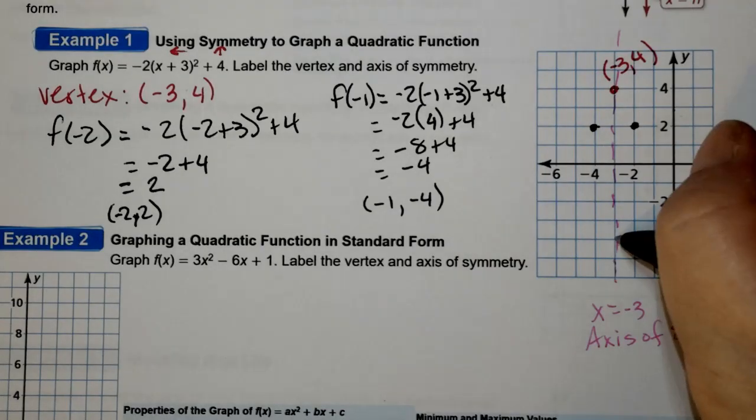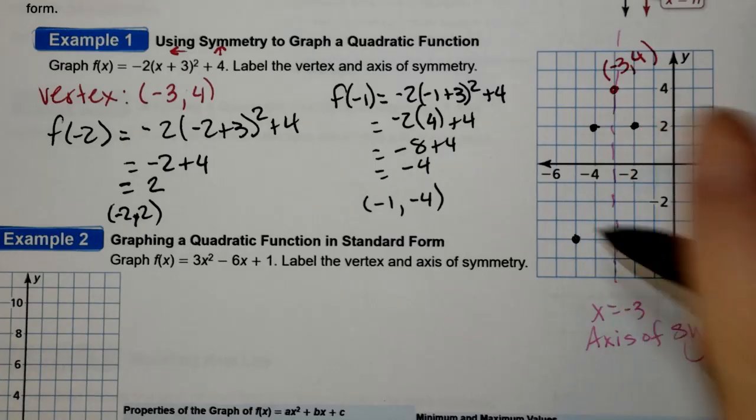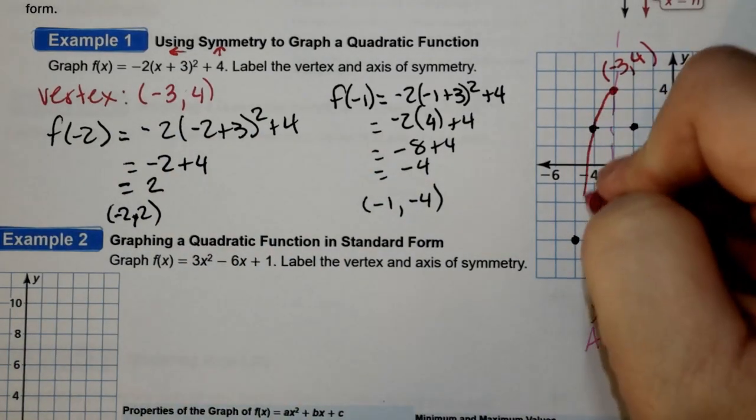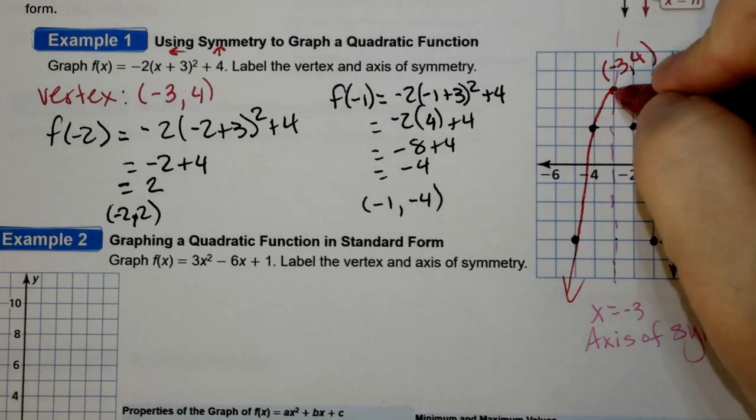Again, we have a point 2 away from the axis of symmetry. We can go 2 away on the other side. And now we can draw our graph.